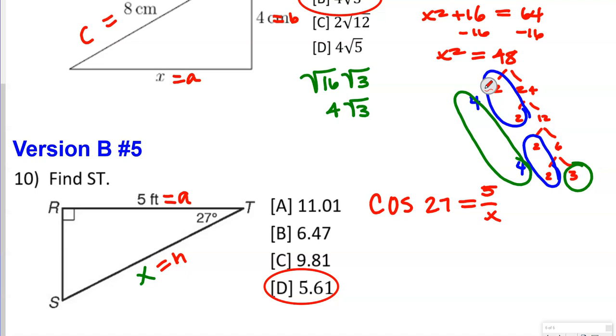Now, what do we do with the x and the 27? They swap places, don't they? Okay, so we change, flip, right? So we're going to keep the top, we're going to change the bottom, and we're going to flip the other. So we're going to say x is equal to 5 divided by the cosine of 27. And when we do that, we get 5.61.